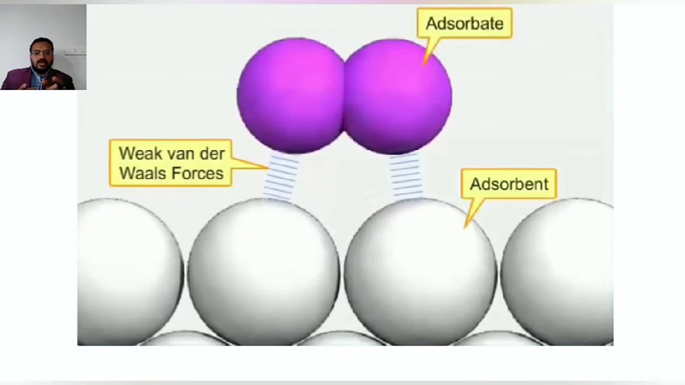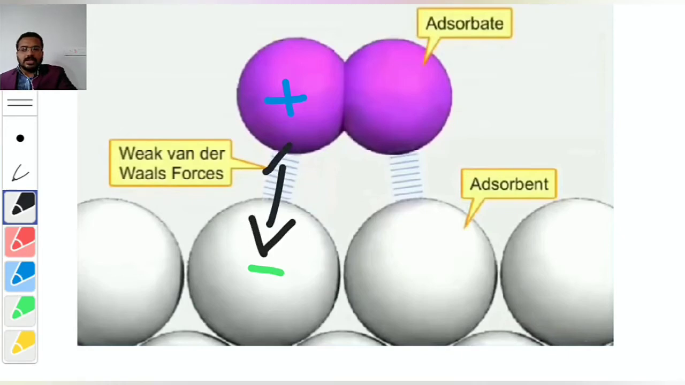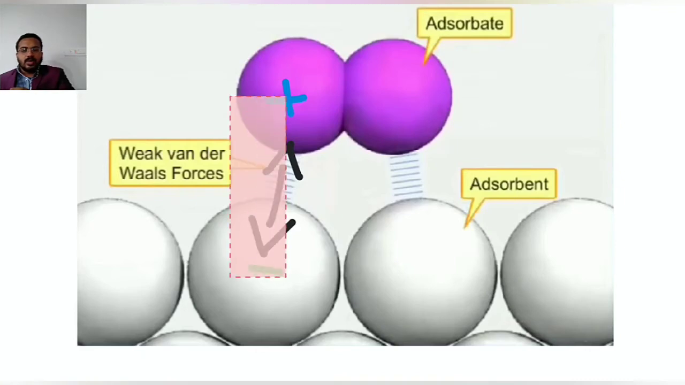Similarly, in this case, the adsorbate is the purple colored molecule, it will be a hydrogen molecule, and it is being adsorbed on the white colored atom, that is the adsorbent. So here, let the adsorbate be positively charged, and let the adsorbent be negatively charged. So definitely there will be a force of attraction between the positive end and the negative end, and this will be responsible for holding the adsorbate and adsorbent together.